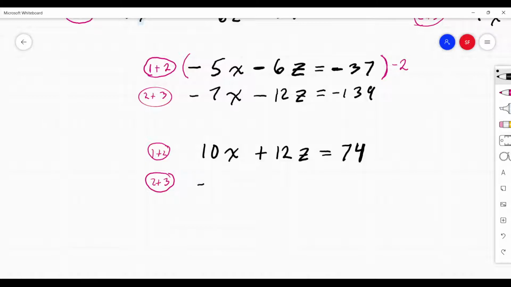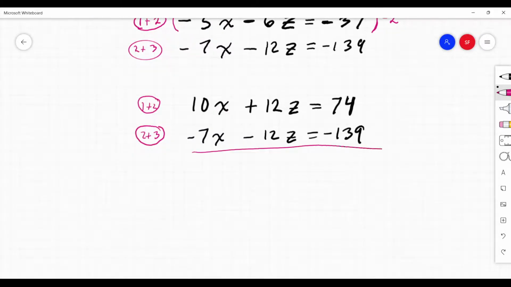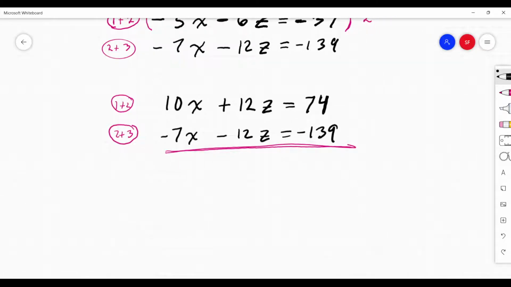All right, so this would be negative 7x minus 12z equals negative 139. All right, then we're going to combine those. I'm going to quit my notation because it's just going to start to get ugly and convoluted at that point, so I think I'm going to leave this where it is. So 10x plus negative 7x is 3x. These middle terms cancel, the z's cancel, which is great because we want that to happen. That equals negative 139 plus 74, which is negative 65.